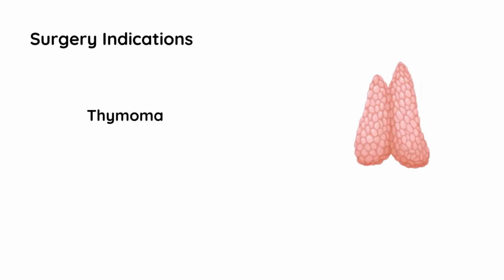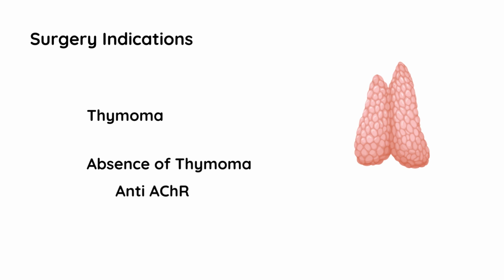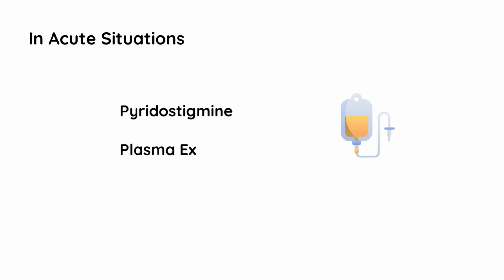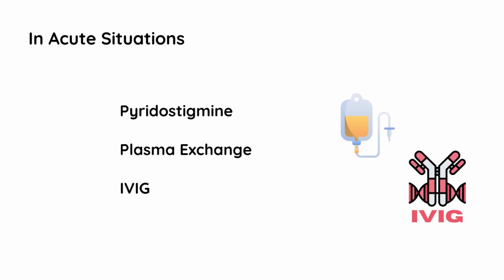There is a risk of thymoma in 10 to 15% of patients, and surgical resection is indicated in these patients. In the absence of thymoma, thymectomy is recommended for generalized myasthenia gravis with anti-AChR positivity under 50 years of age. In acute exacerbations such as myasthenic crisis, pyridostigmine, therapeutic plasma exchange, intravenous immunoglobulin or glucocorticoids can be used depending on the severity.